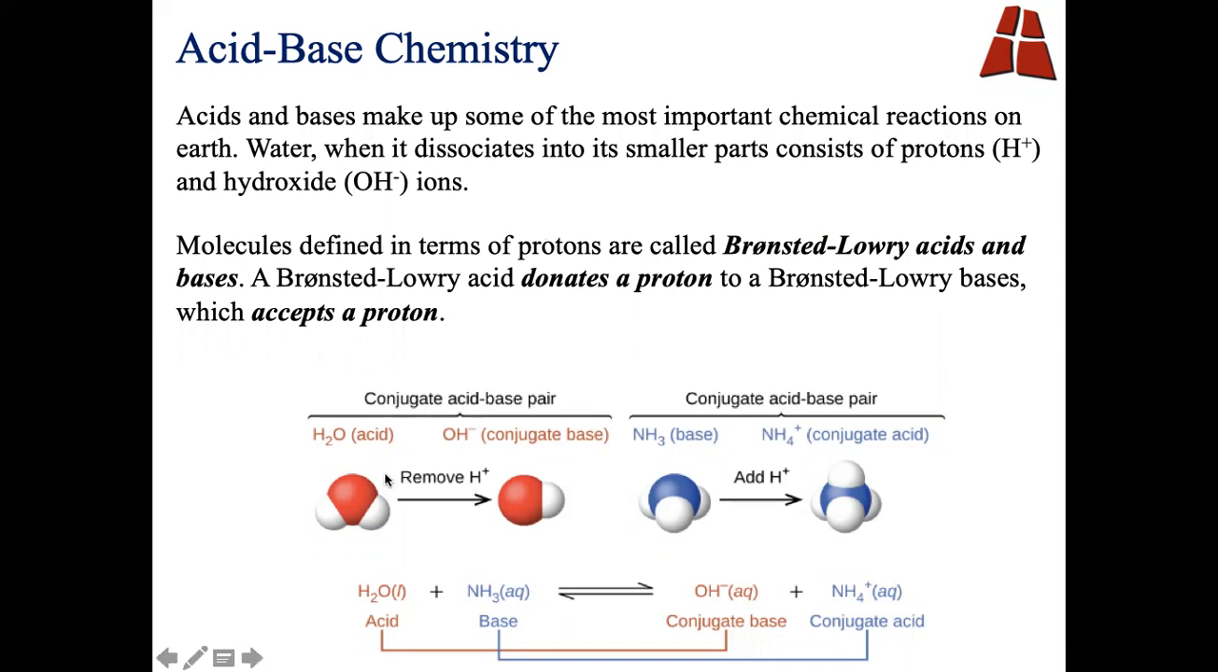So for example, in this bottom reaction here, we have water reacting with ammonia. Water is going to be our acid forming the conjugate base hydroxide. NH3 is going to be our base, which accepts a proton to form a conjugate acid. So an acid and a base would always be on the reactant side. A conjugate acid, conjugate base will always be on the products side, right?